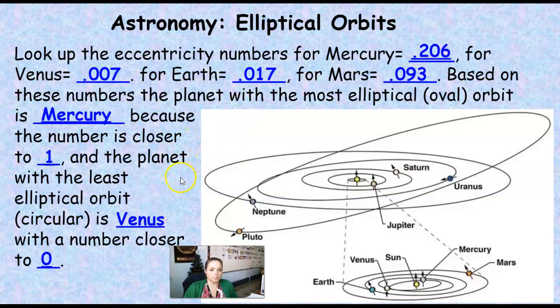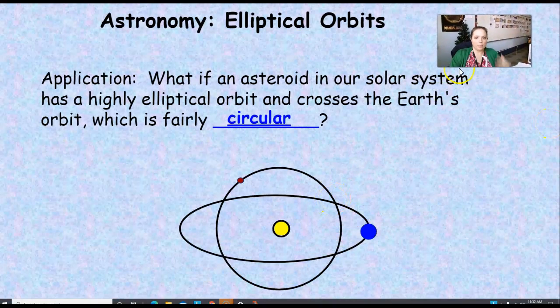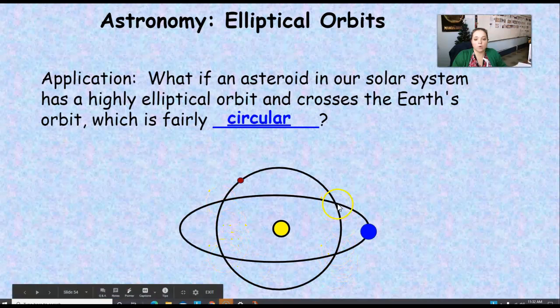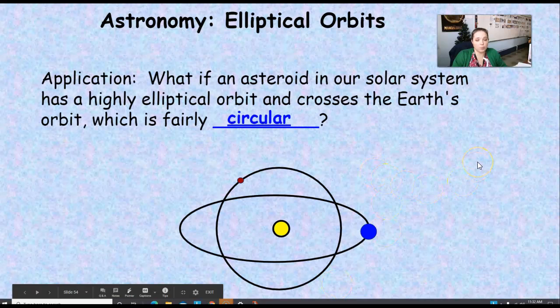All right. Well, let's do a little application. What if an asteroid in our solar system, which I think there's one coming towards us at this point, has a highly elliptical orbit and crosses the Earth's orbit, which is fairly circular? So what's going to happen? Where could it hit us? Well, if that's the little object, it could hit us here, here, here, or here. There are 4 places it could hit us. Kind of crazy, huh? If it's fairly circular, it could hit us in 4 different places.